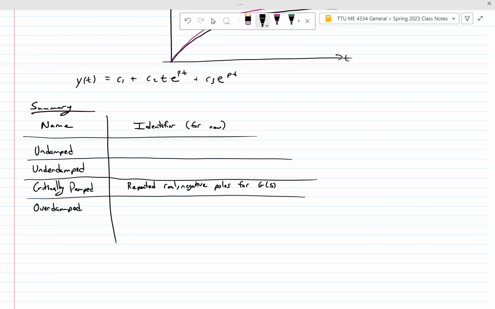What's another one? Imaginary poles for G of s. What are the other two?